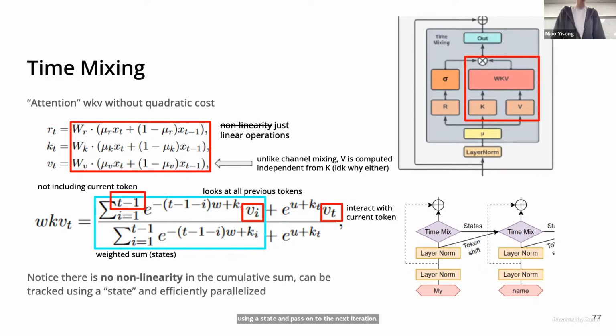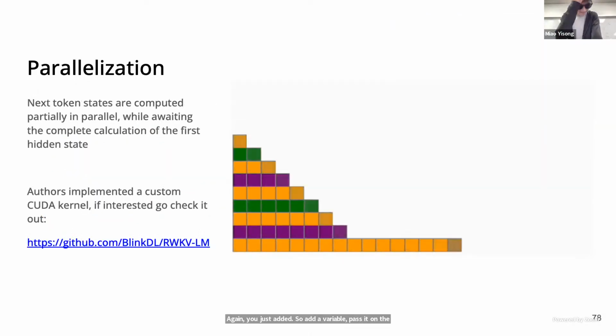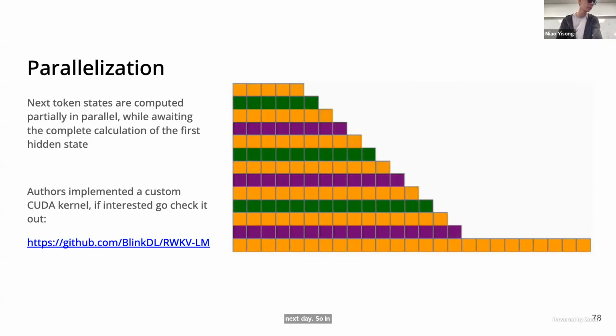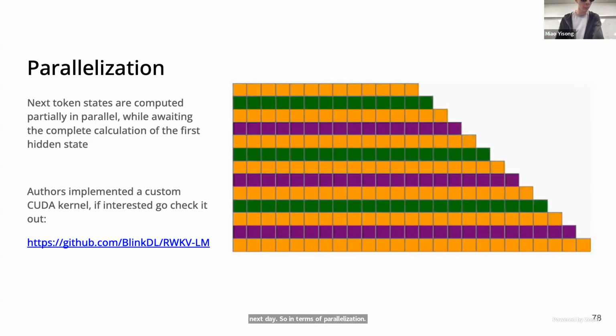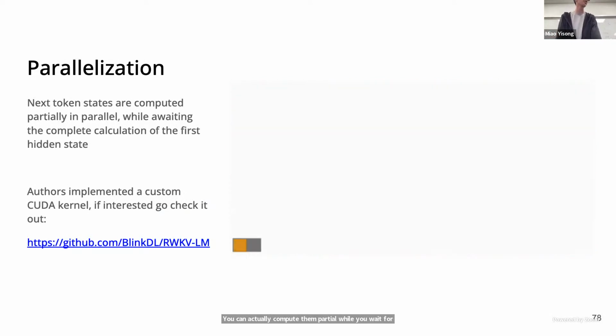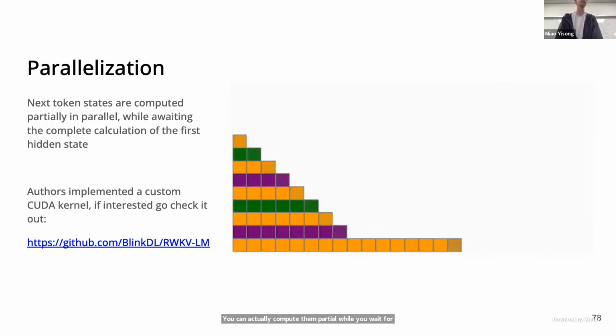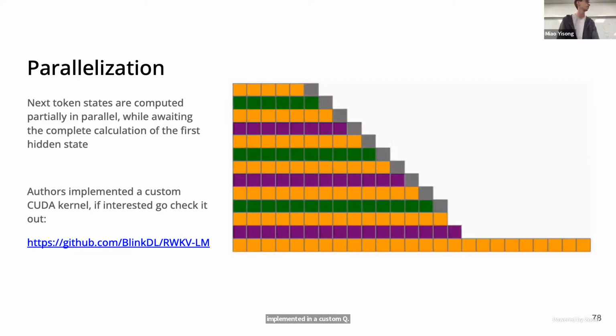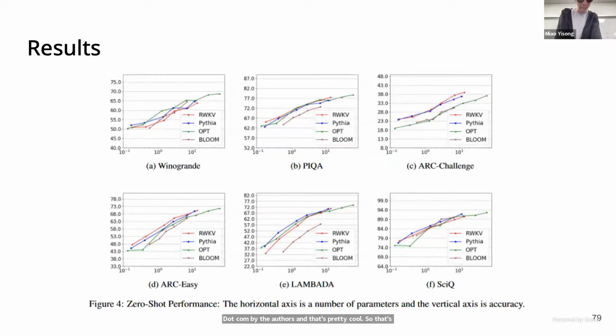Because of this, you can parallelize this like a transformer, because the state is a cumulative sum. You just add it, store it in a variable, and pass it on to the next state. So you can compute them partially in parallel while you wait for the completion of the first hidden state. This is implemented in a custom CUDA kernel by the authors, and that's pretty cool. There's a link over there.